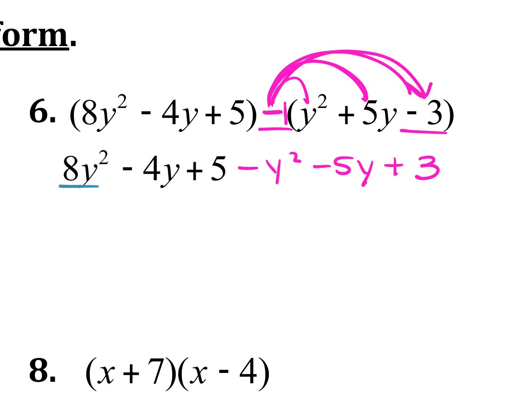So this would be 8y squared minus y squared. Hey, you're getting loud back there again. What's 8y squared minus y squared? 7y squared.